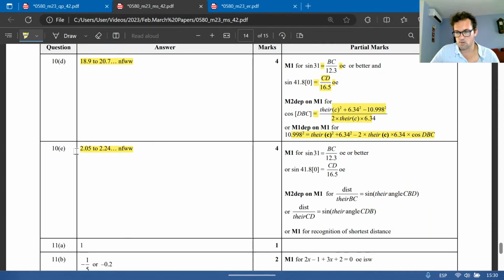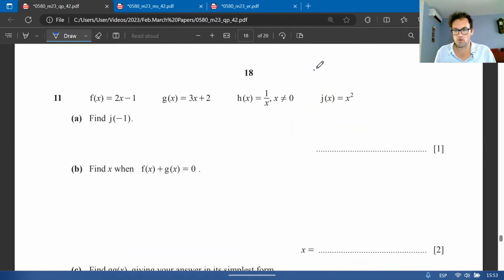Okay, remember your answer is within that range. You might have a different answer from me. It needs to be in that range. Not from wrong working means it's very important you show your working out. You can do it. On to question 11, functions. We're still going strong. We're going to do this.